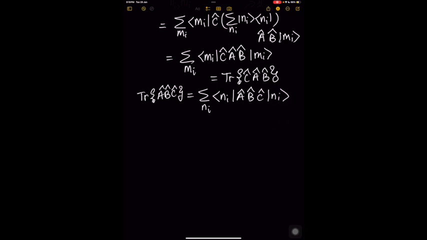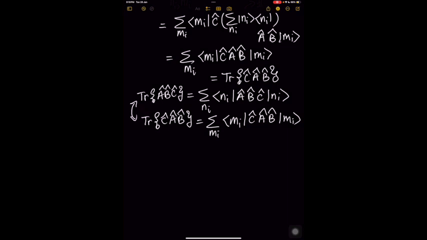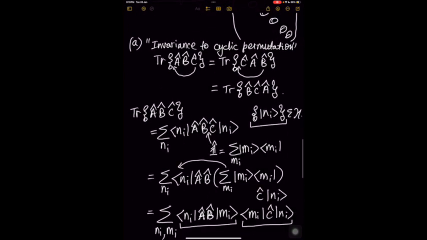And now I'm writing the trace of c hat, a hat, b hat as the sum over m sub I, bra m sub I, c hat, a hat, b hat, ket m sub I. And then I claim that the trace of a hat, b hat, c hat is the same as the trace of c hat, a hat, b hat. So this leads to a very interesting property. This would only be true, the trace of a hat, b hat, c hat being equal to the trace of c hat, a hat, b hat, if the trace satisfies the second property.